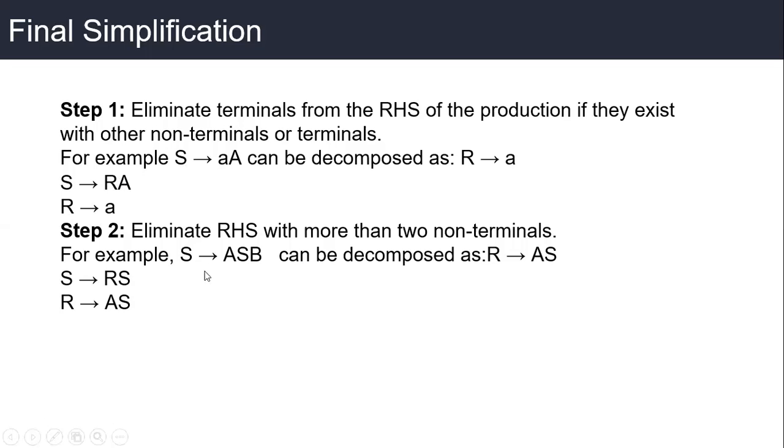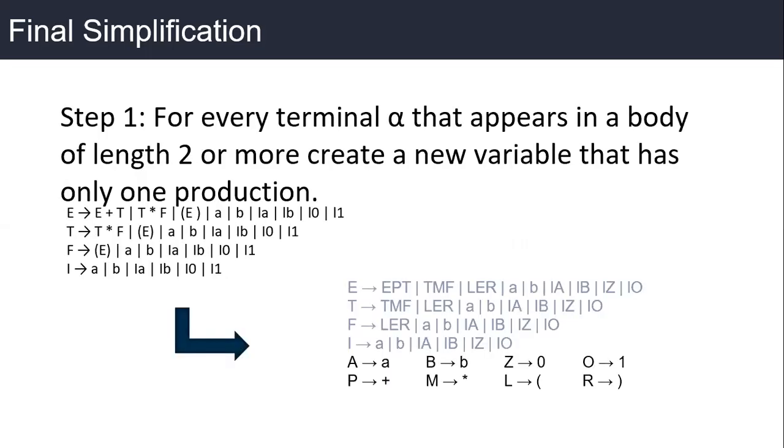Suppose the production is S produces three variables. What can we do here? We can replace two variables by a single variable. So the new grammar is S produces RS and R produces AS, because AS is replaced by R. For this example, the new grammar is this. So this is how simply we can convert a CFG into CNF. This is an example.